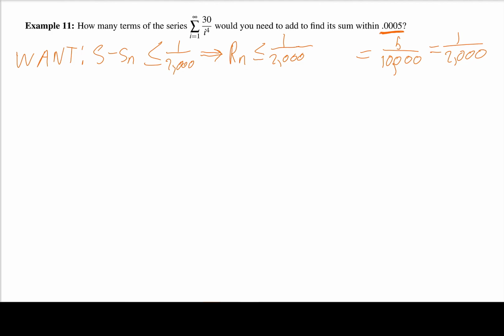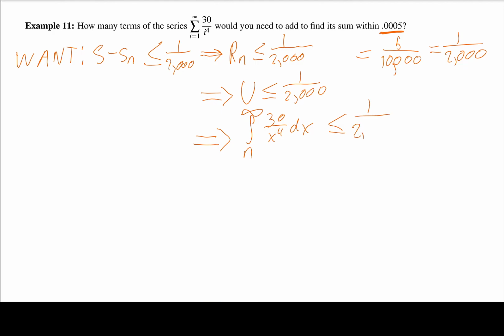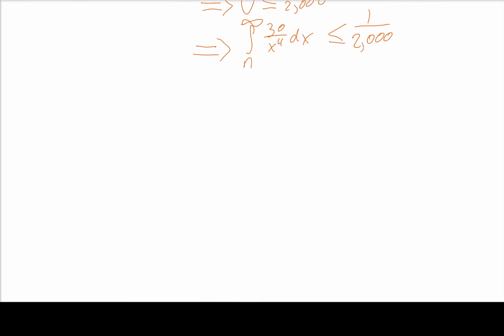Okay, which is the same thing as saying that I want the upper bound to be less than or equal to 1 over 2,000. And we know that the upper bound will be calculated using the integral from n to infinity of, let's see, our function that represents that would be 30 over x to the fourth dx. Since this is the upper bound, we want this to be less than or equal to 1 over 2,000. So what I'm going to start off by doing is calculating that improper integral.